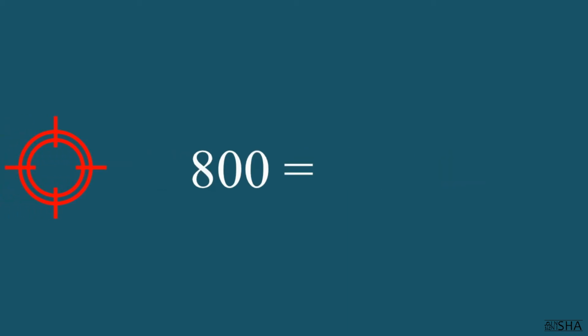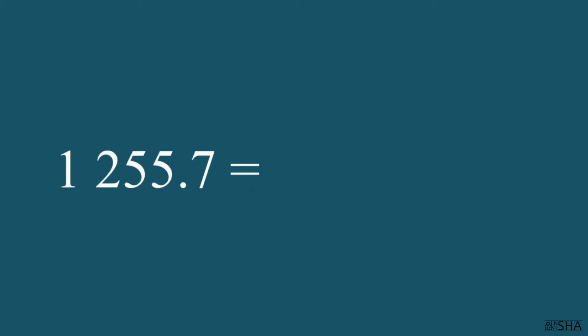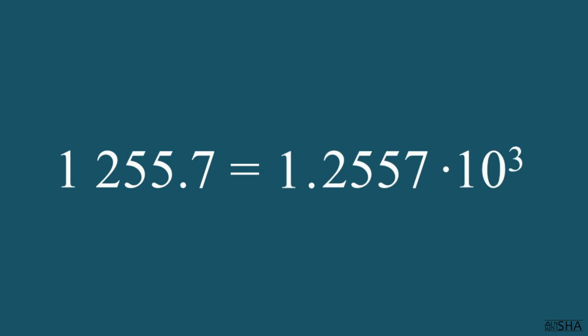800. We put a decimal point after the first digit from the left, which is 8. So, we get 8.0. It is 8. And we multiply it by 10 to the 2nd power. Write 1255.7 in standard form. We put a decimal point after the 1, rewrite all other digits, and multiply it by 10 to the 3rd power.